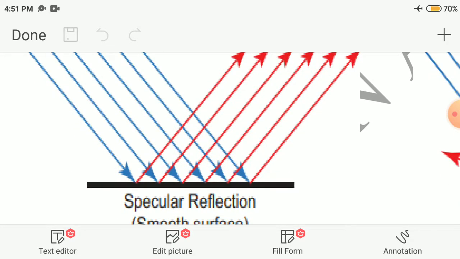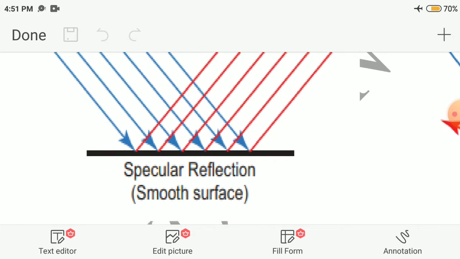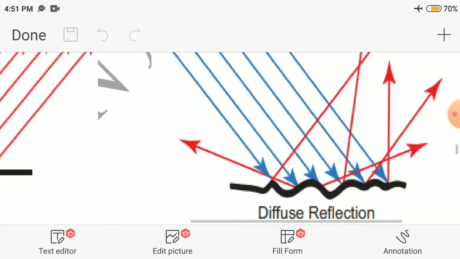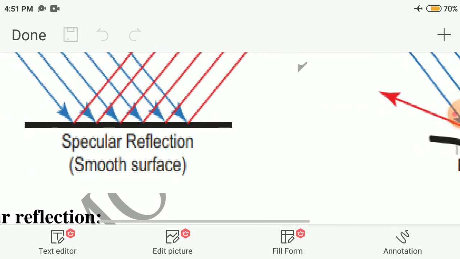If the light passes through the smooth surface, which rays does it produce? Regular reflection rays. Smooth surfaces produce specular reflection or regular reflection. Here you see the picture. Rough surfaces produce diffuse or irregular reflection.